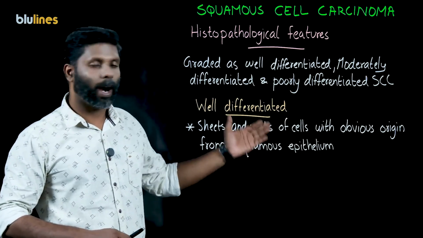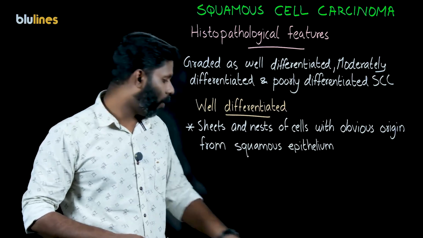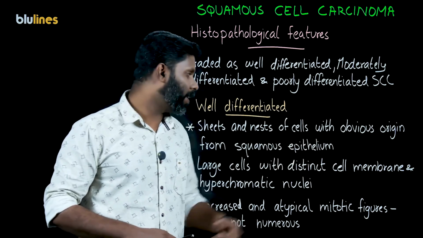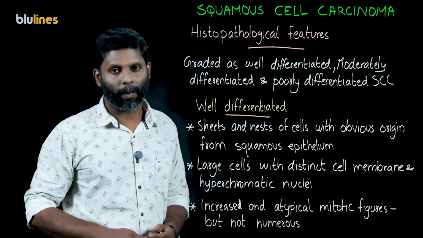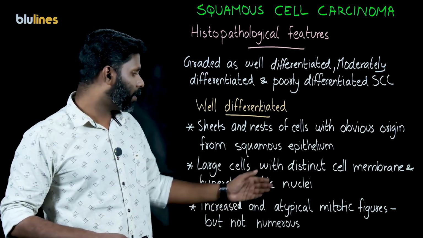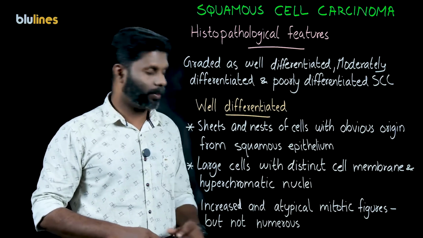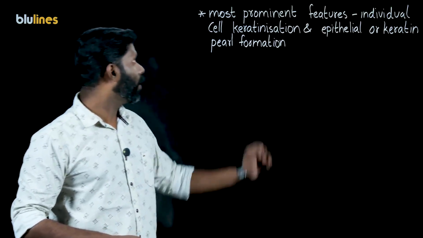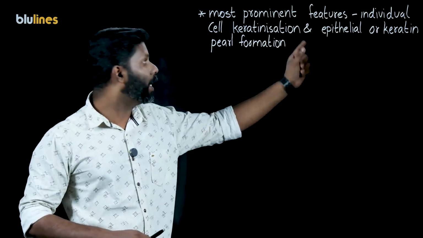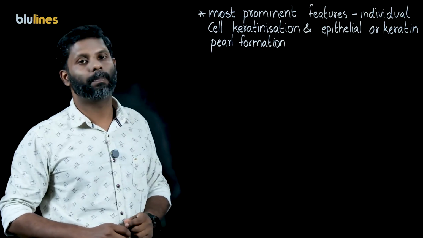There will be connection from the squamous epithelium from which these sheets and nests are formed. And large cells with distinct cell membrane and hyperchromatic nucleus, that is, dysplastic features, will be present. Increased and atypical mitotic figures, but not numerous. And the most prominent feature in well differentiated is individual cell keratinization and epithelial or keratin pearl formation.